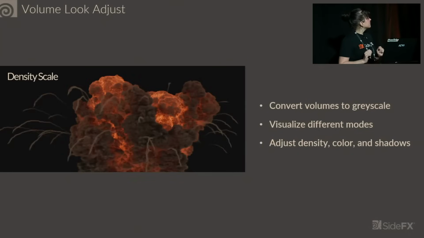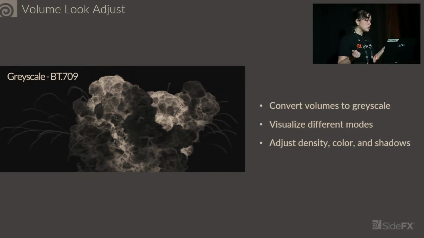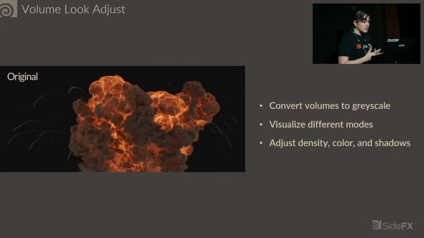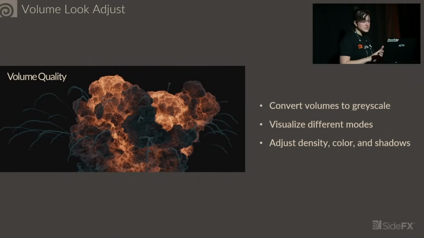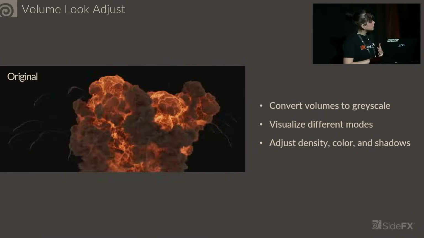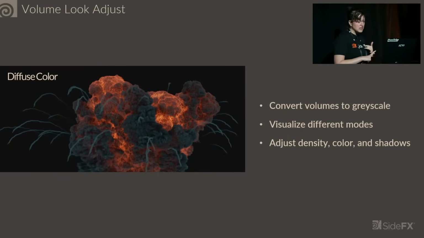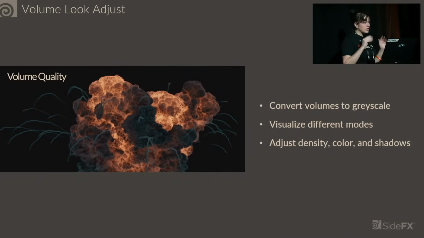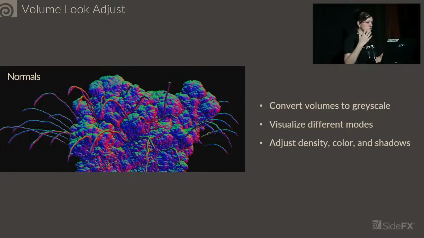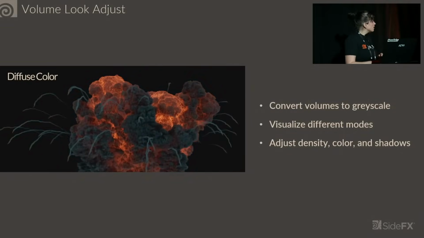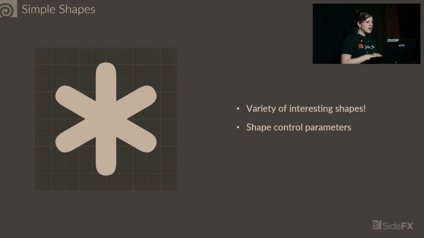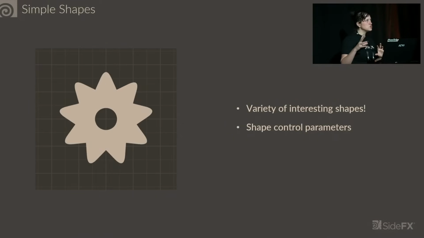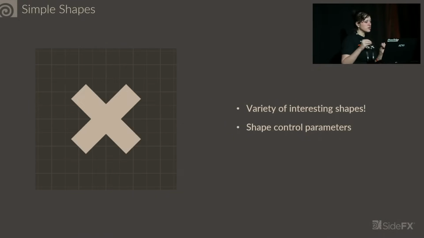Another tool we've released this year is Volume Look Adjust, which is a post-processing node on your volumes. It can convert your volumes to grayscale. You can visualize things such as normals, motion vectors, adjust your density, color, rendering quality, all after it's been simulated, so you don't have to run your simulation again. We have Simple Shapes, which is a sort of cousin node to another node we have, which is Super Formula Shapes.